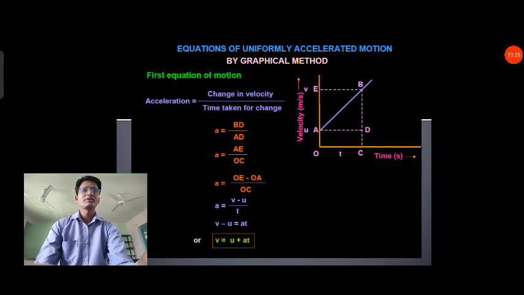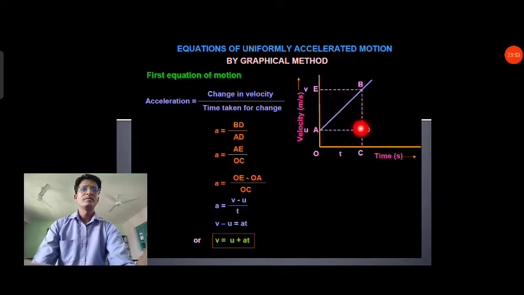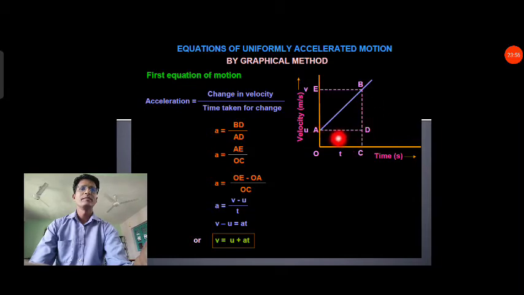The graphical method I am also explaining to you, but we will follow only the algebraic method. The graphical method is here. For the first equation, acceleration is the change in velocity upon time. So A is equal to BD upon AD, which is the graphical method, and in the graph you can see BD upon AD. Therefore you will get a equals (v minus u) by t, and v equals u plus at.